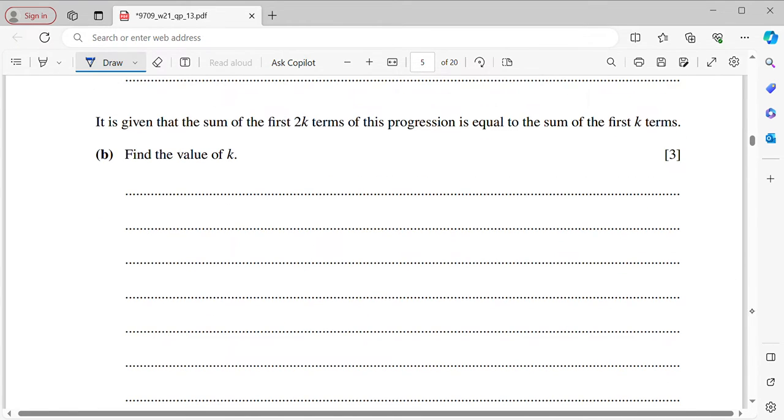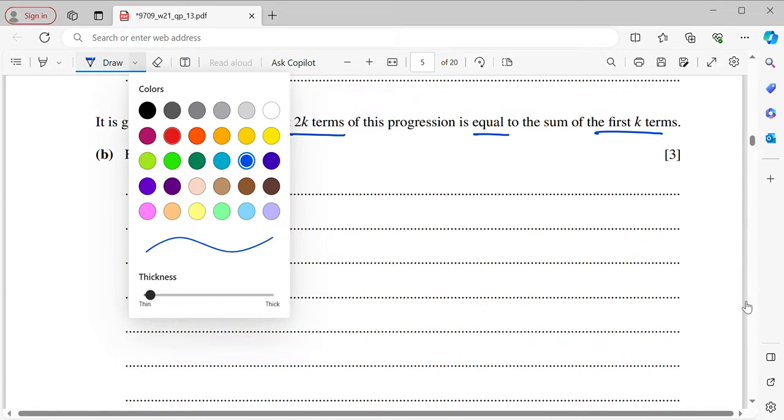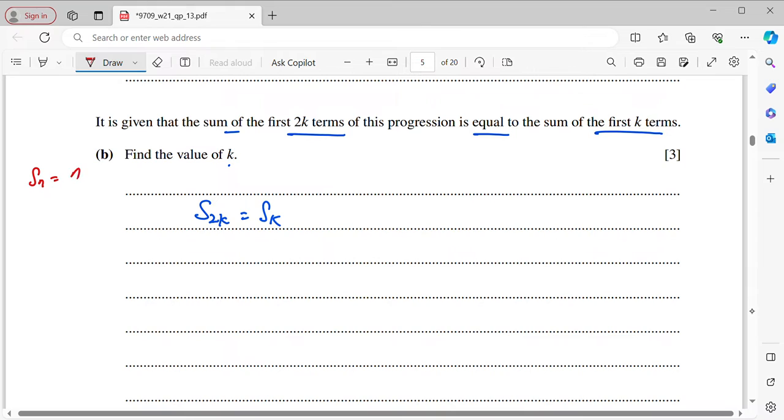Now B is given that the sum of the first 2k terms of this progression is equal to the sum of the first k terms. Find the value of k. So S2k equals Sk. So S2k is basically, okay, our formula: Sn equals n over 2 times (2a plus (n minus 1)d). So now the n will be replaced by 2k and also k.